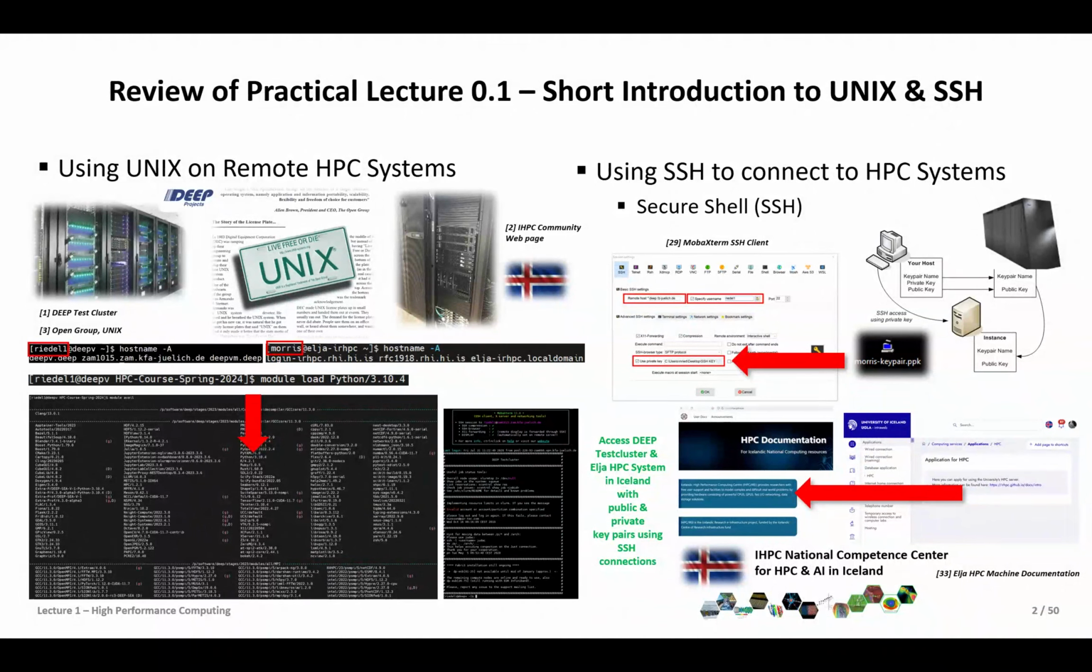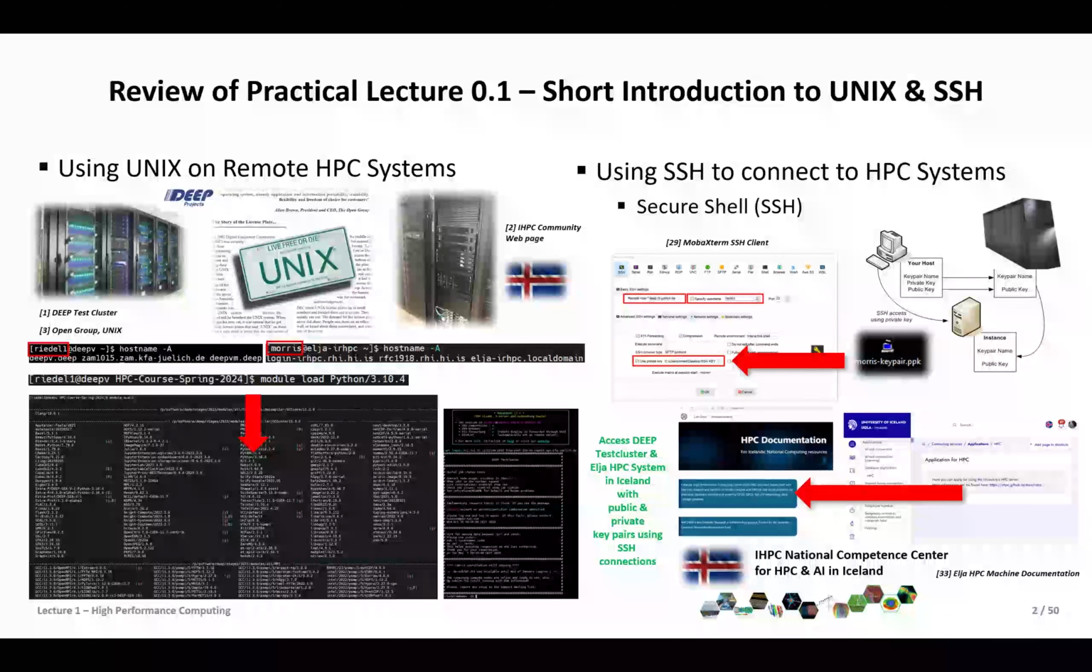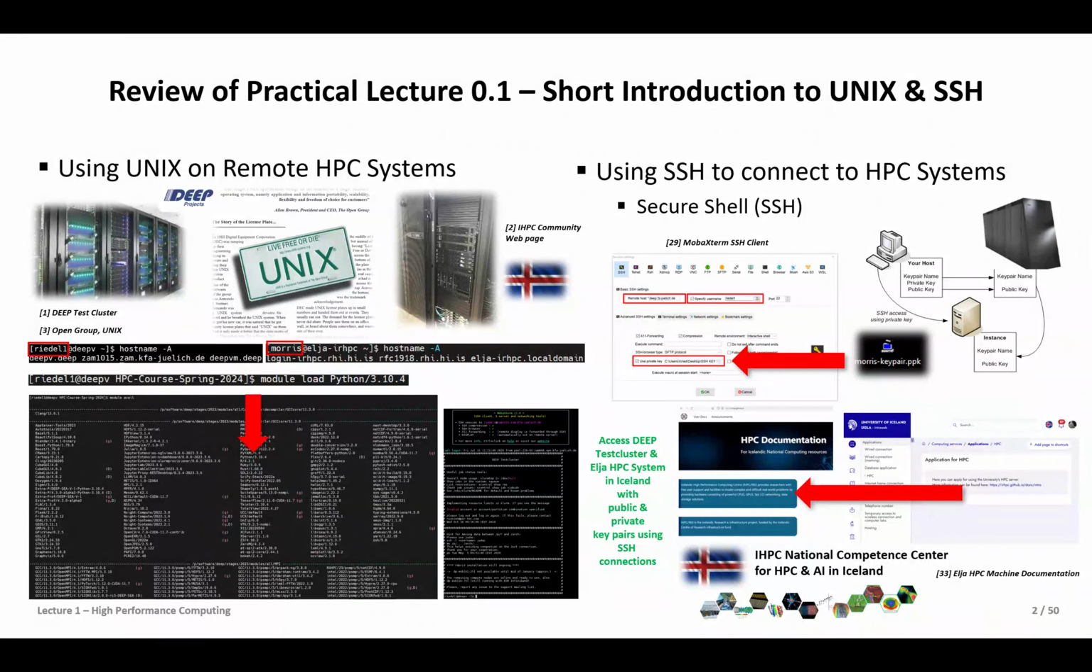So this security has been much more intensified and bettered. And we have seen the key ingredients of SSH if you want to access the HPC machines is really three things. You have a remote host name. It's a little bit small to see here, sorry for that, but you have the slides, of course, online. You have a remote host name that was, for instance, a DEEP machine at FZ Jülich, or it was Elja at HI.is. And then you have to specify your username.